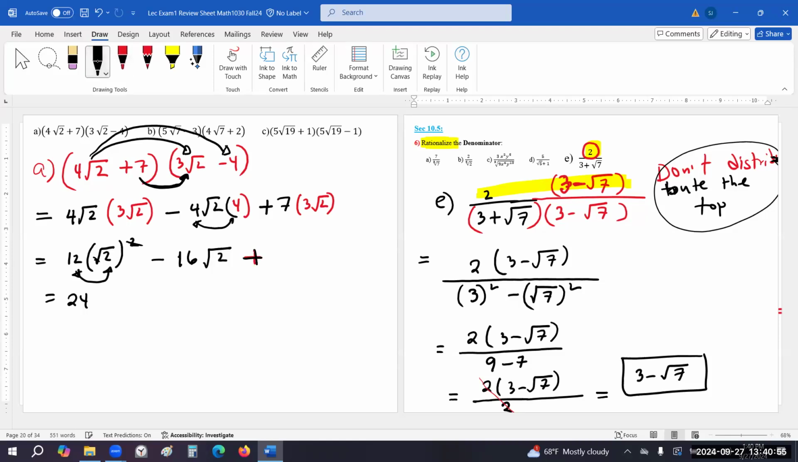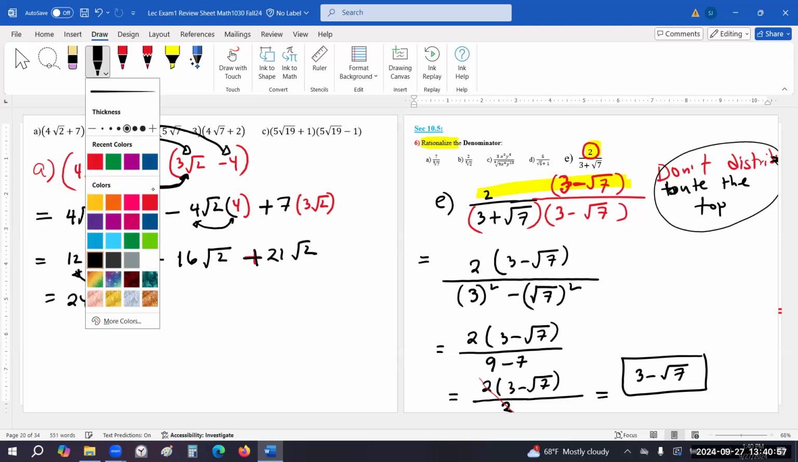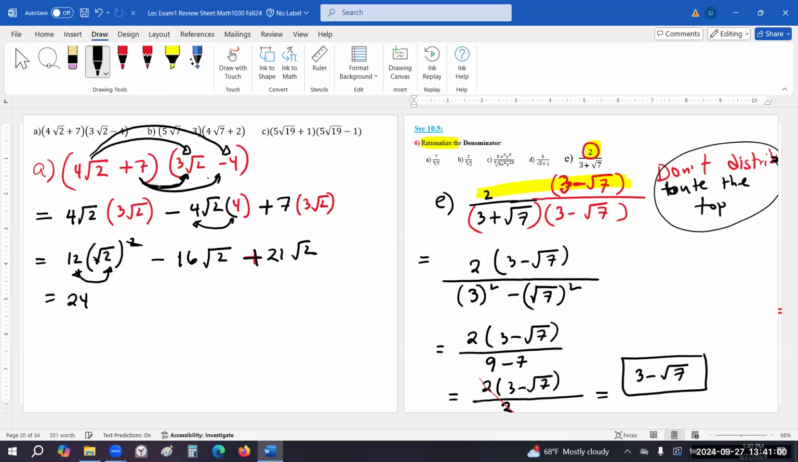Plus 21 square root of 2. And finally, plus 7 times negative 4, that gives us negative 28. Okay, now what happens? Anji. Plus 5 square root of 2. And we just bring down that 21 is extra.